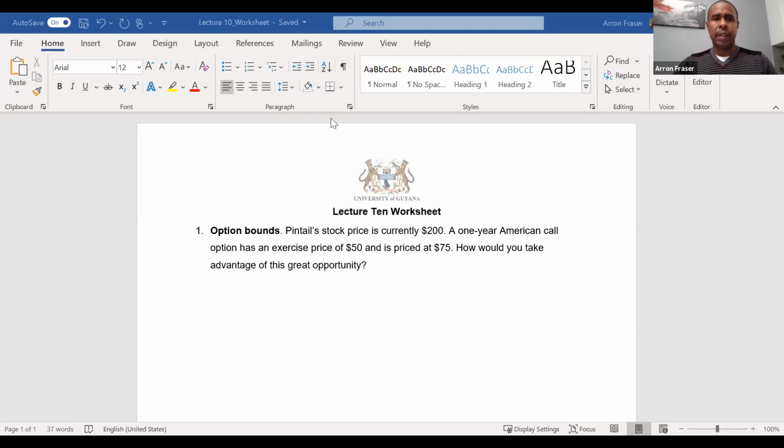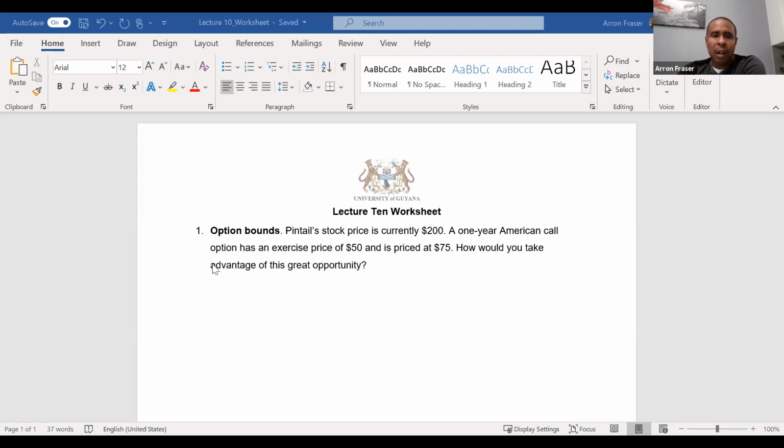Okay, so let's restart. All right, we look at just a quick example, and it says Pintail stock price is currently $200. A 1-year American call option has an exercise price of 50 and is priced at $75. How would you take advantage of this great opportunity?